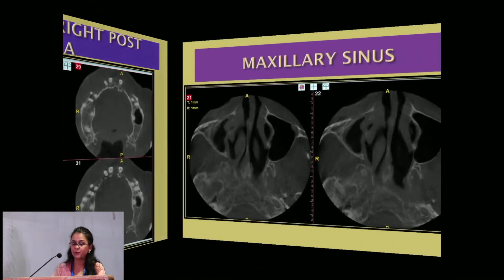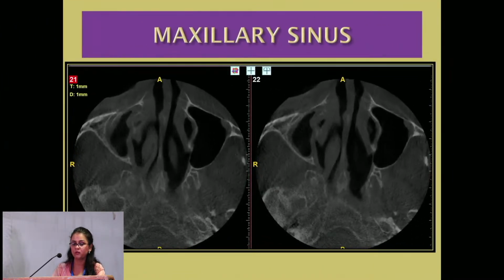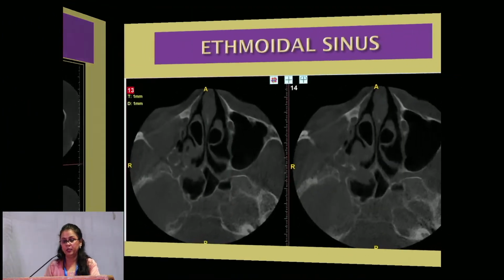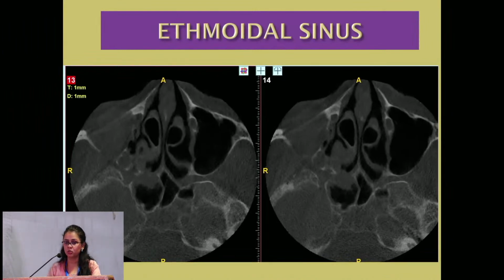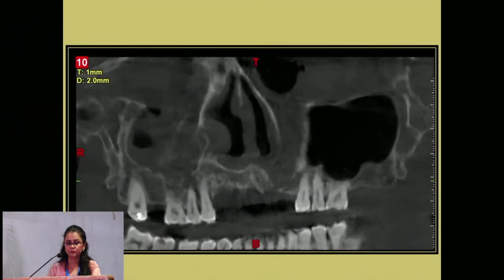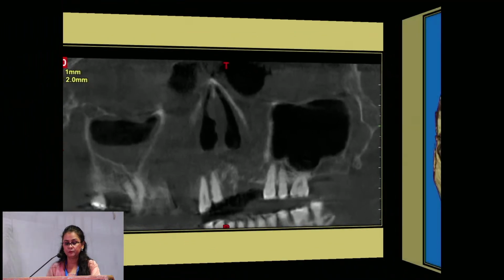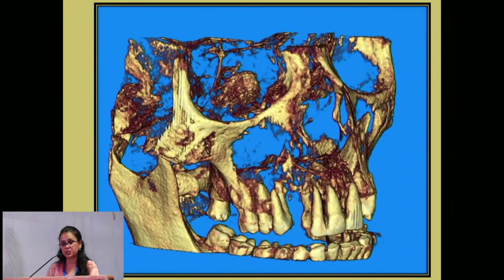This is the posterior aspect of the maxilla that was involved. The maxillary sinus was involved, as you see here. The ethmoidal sinus was also encroached upon. So you can appreciate the lesion on the left side. You can see the maxillary sinus here, and on the right side you can compare the maxillary sinus, the involvement of the nasal fossa, and the destruction of the bone that is present here.